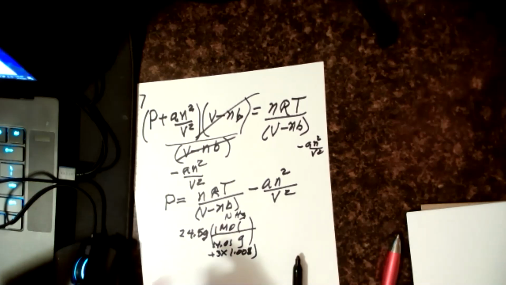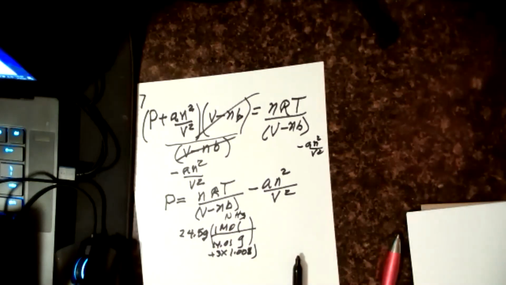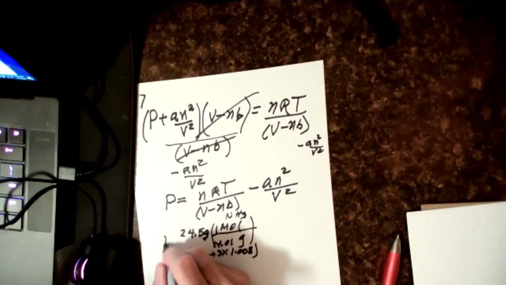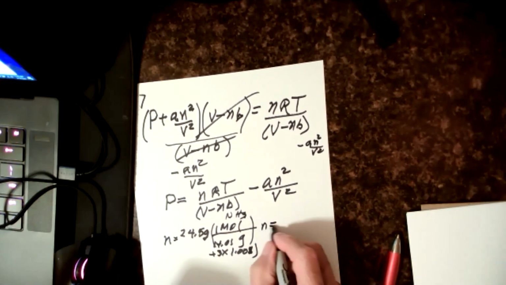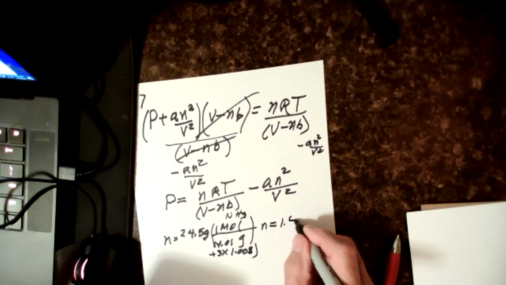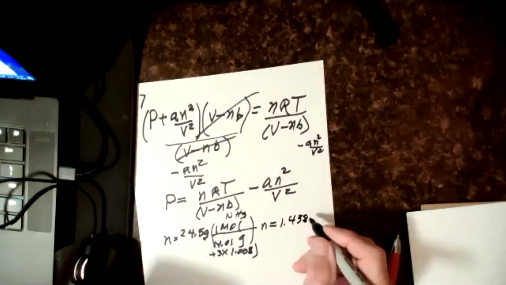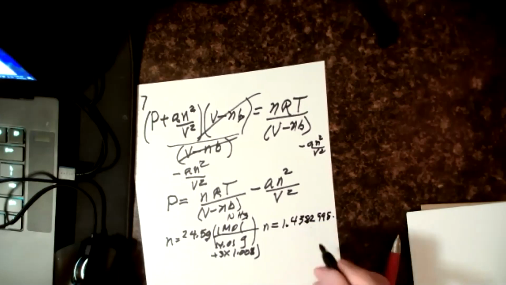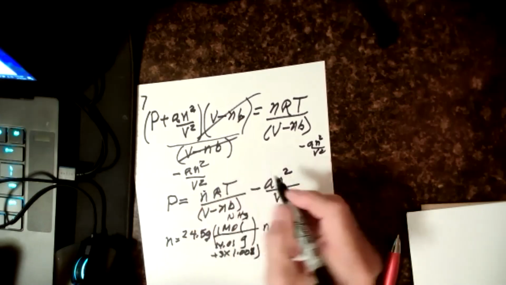Okay, so let's do this part of the math. I'm taking 24.5 and I want to divide it by the sum of these things, 14.01 plus 3 times 1.008. So I've got this divided by its molecular weight, and this comes out to be my n. My n is going to be 1.4382998 and some more digits, moles. That's what's going in here and here.